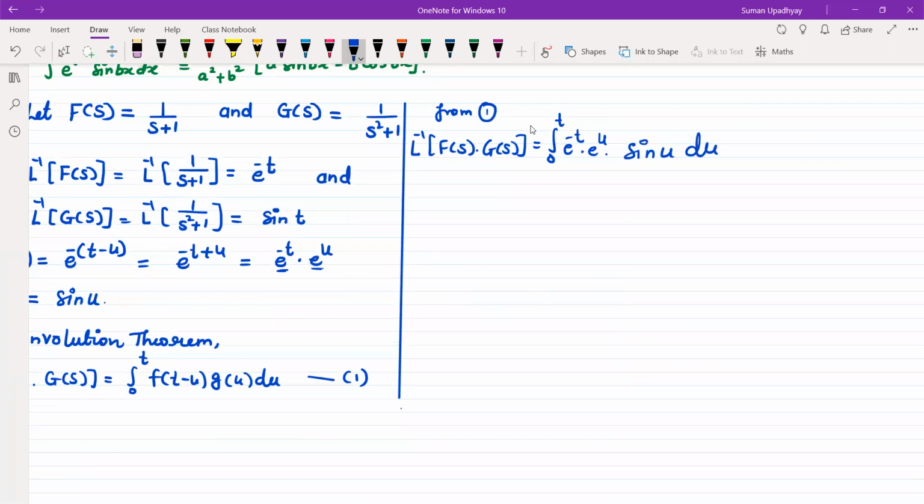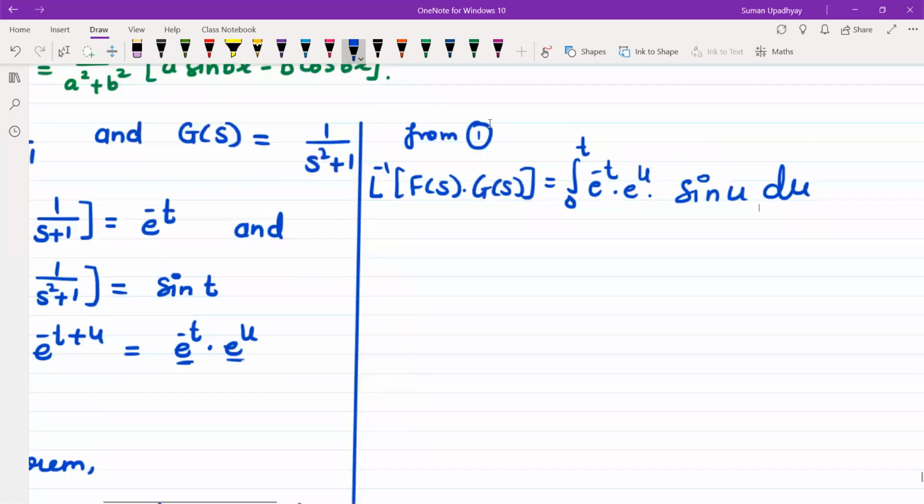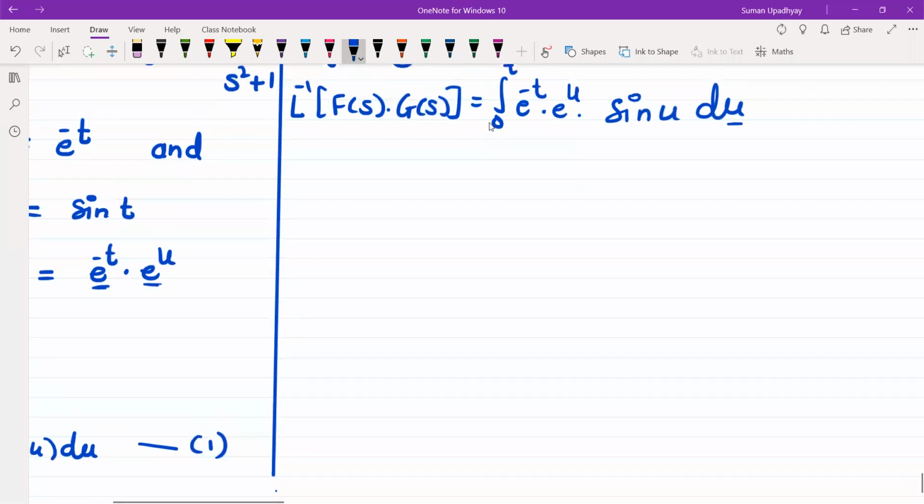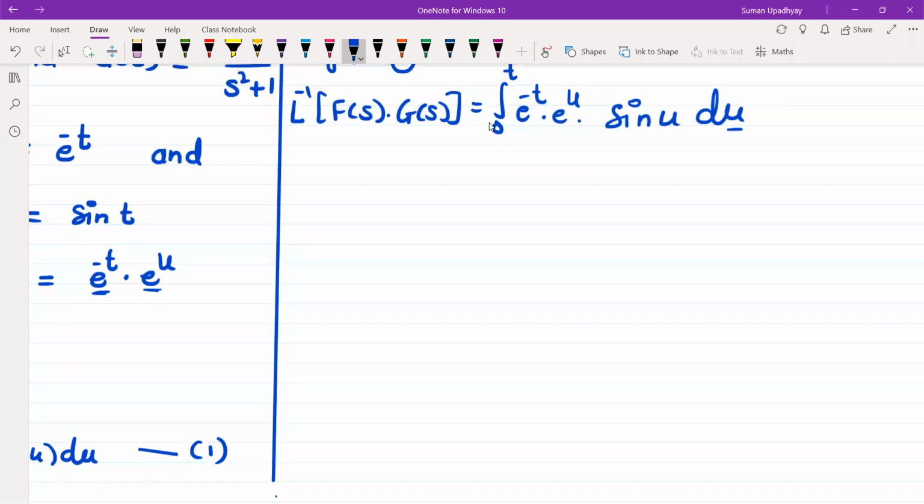Now what is constant in it? We are integrating with respect to u, no? So whichever term has no u present, that will be our constant. So that I will keep outside. So e raised to minus t. Yes. So integration from 0 to t of e raised to u sin u.